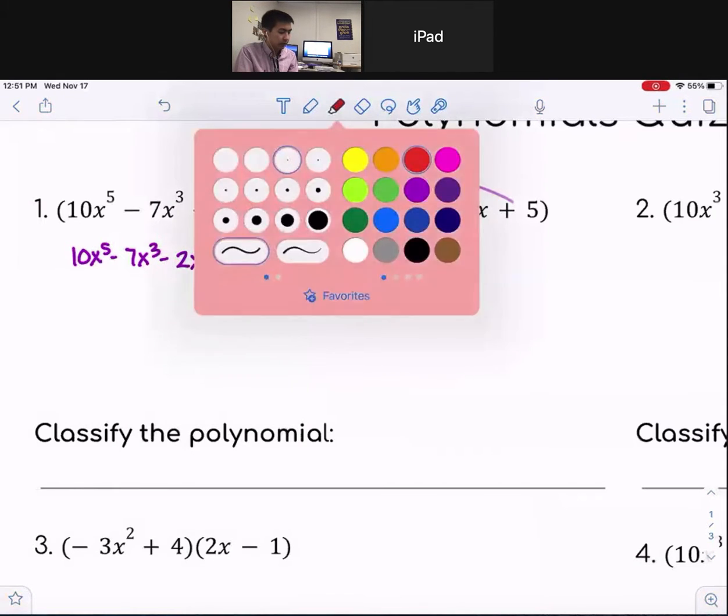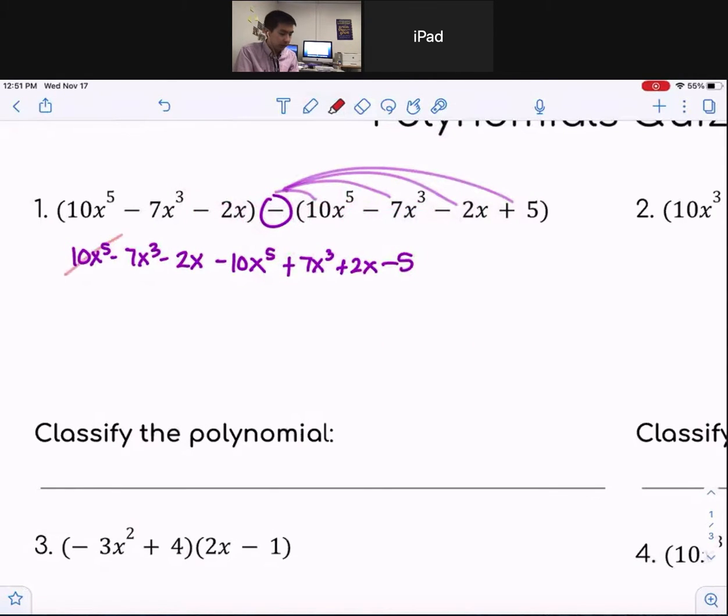If you can see, this 10x to the fifth cancels with that negative 10x to the fifth because 10 minus 10 is 0. Negative 7x to the third plus 7x to the third, 0. Negative 2x plus 2x, 0. So all you have remaining is negative 5, and that's it.